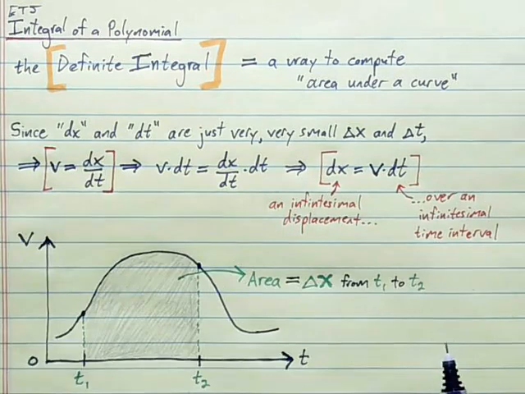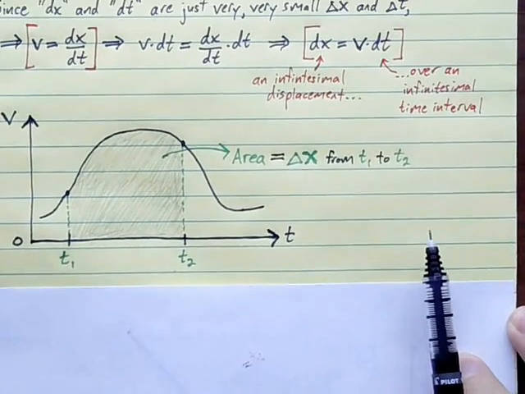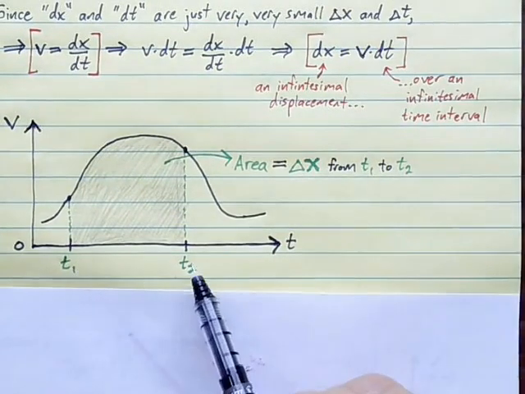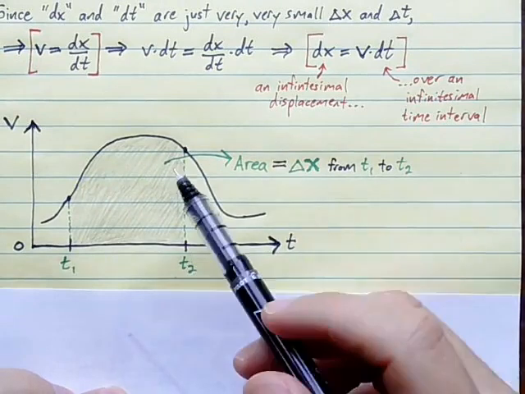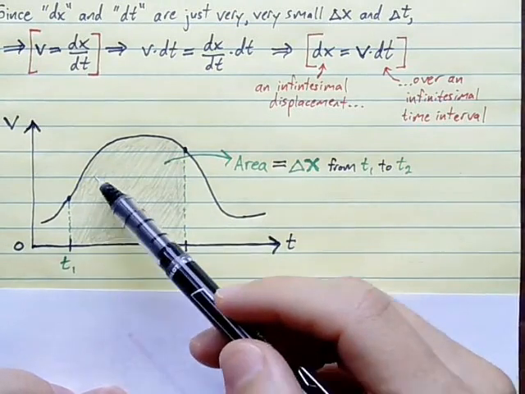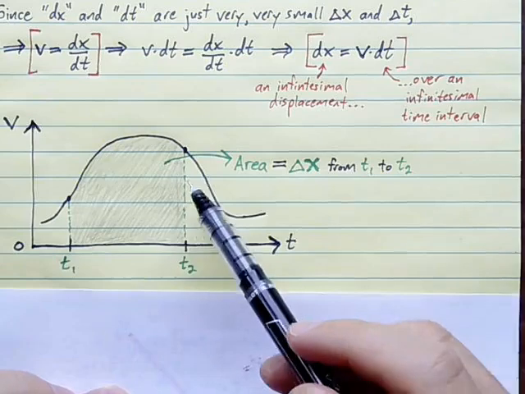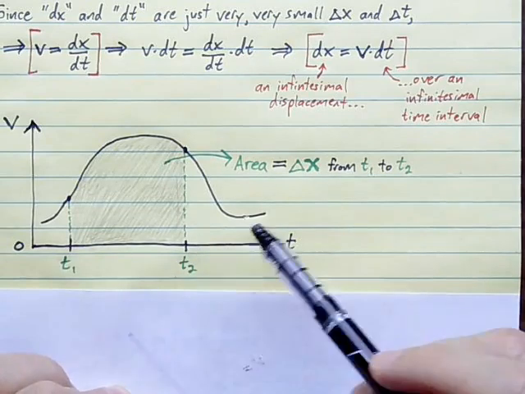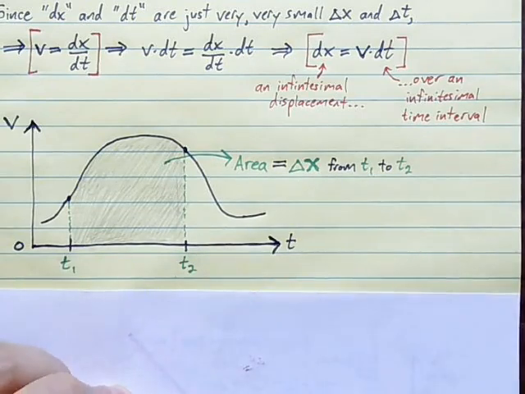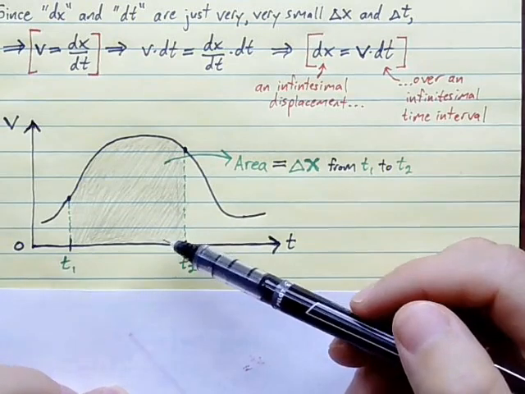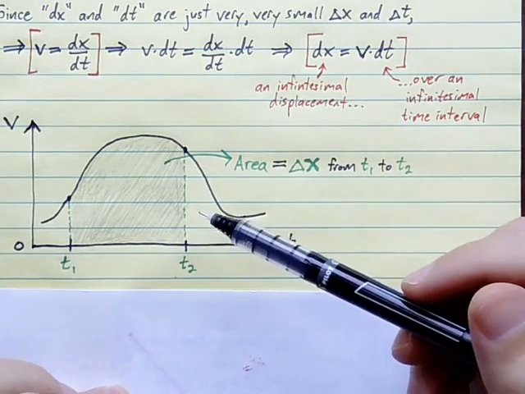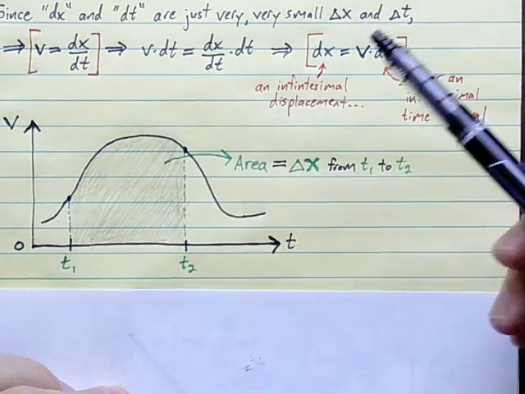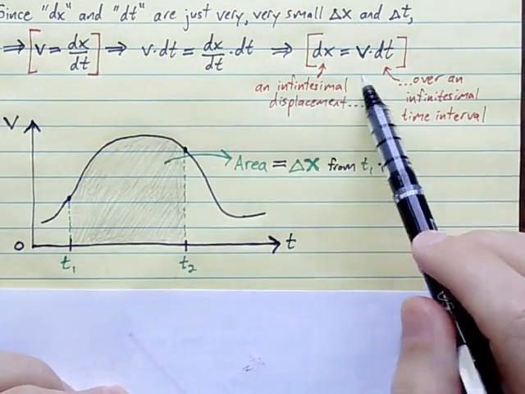So if we have a velocity versus time graph, and I note a starting time t1 and an ending time t2, we would like to find the area under the velocity graph between those two times, because we know that area represents the displacement of the object between those two times, the delta x from t1 to t2. Okay, we can find the area of a rectangle or of a trapezoid, but if we have a curve like this, we don't have an easy geometric way of doing it. So that's where this calculus idea is going to come in.